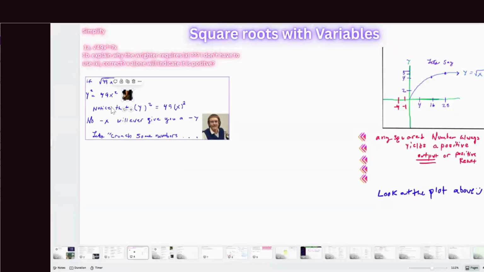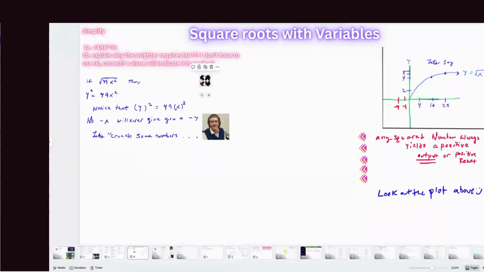Logical, right? No matter what we put in for x, it's always going to become squared. We're always squaring that quantity. The square of any quantity is always going to give you a positive number. So negative 4 squared is positive 16, negative 1 squared is positive 1, and so on. It can go on forever. And that's why we're just looking at 49x squared. I squared both sides here.